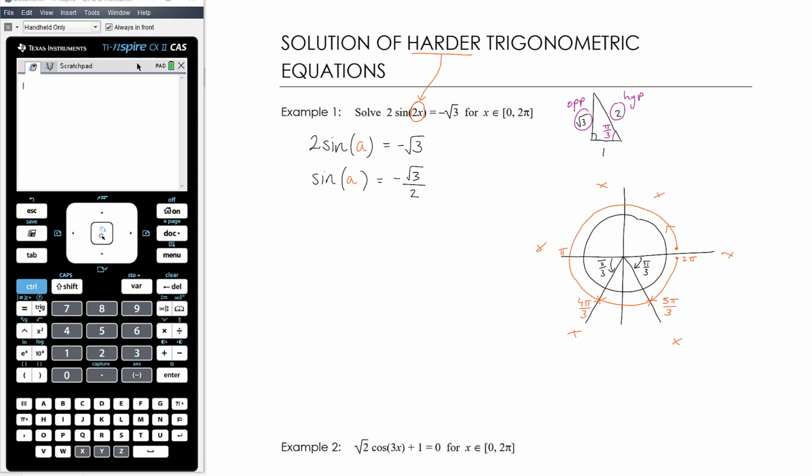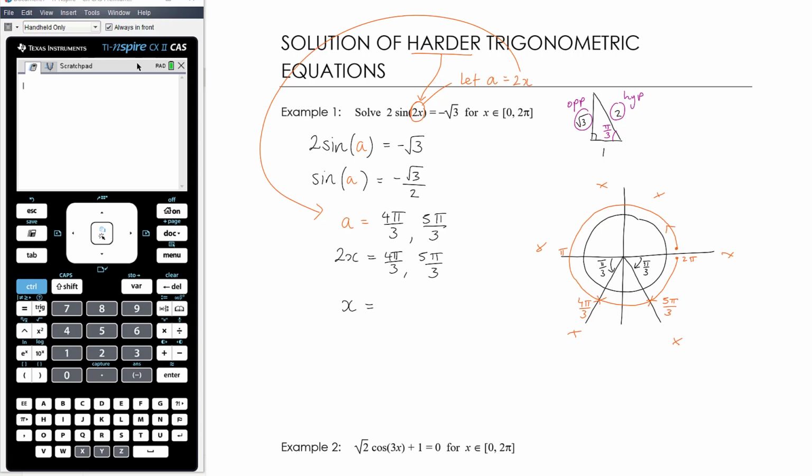Okay. Alright, so what we now know is that A, whatever's in the sine function, is equal to 4 pi on 3 or 5 pi on 3. But we're not solving this equation for A, we're solving it for x. Now at the beginning here, we let A equal 2x. So let's put that back in here. Now we know that 2x is equal to 4 pi on 3 or 5 pi on 3. And so we're solving for x, which means we need to divide by 2.